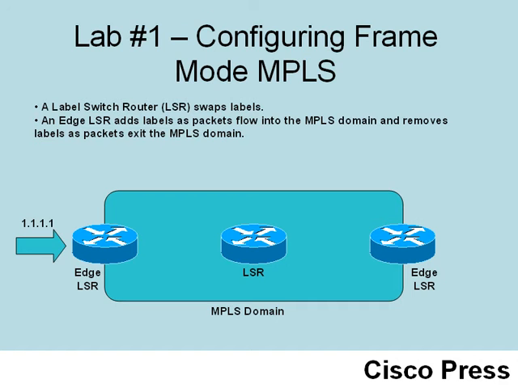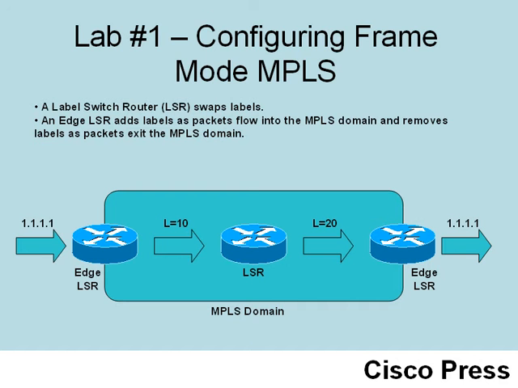The edge LSR could then label this frame. Perhaps it gives it a label of 10. It flows into an LSR, a label switch router, which is contained within the MPLS domain, and that LSR does label swapping. Maybe the packet came in with a label of 10, and it exits with a label of 20. Then the packet reaches another edge LSR as it prepares to exit the MPLS domain. This edge LSR takes away the label, and the packet gets forwarded out to the network just as it came in to this MPLS domain, with a destination IP address of 1.1.1.1.